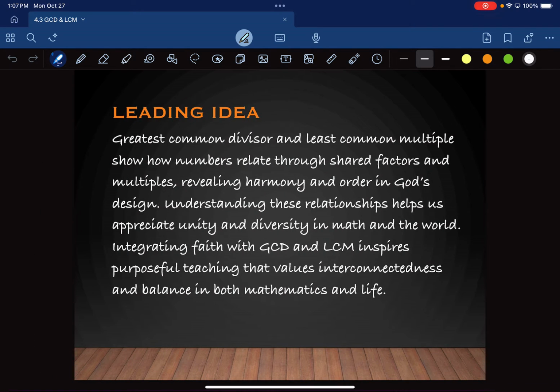Greatest common divisor and least common multiple show how numbers relate through shared factors and multiples, revealing harmony and order in God's design. Understanding these relationships helps us appreciate unity and diversity in math and around the world. Integrating faith with greatest common divisor and least common multiple inspires purposeful teaching that values interconnectedness and balance in both mathematics and life. Let's pray.